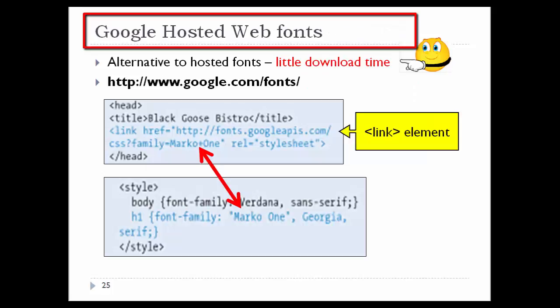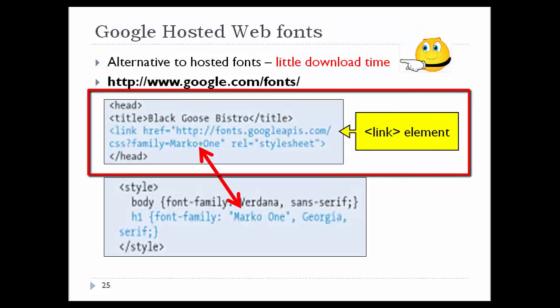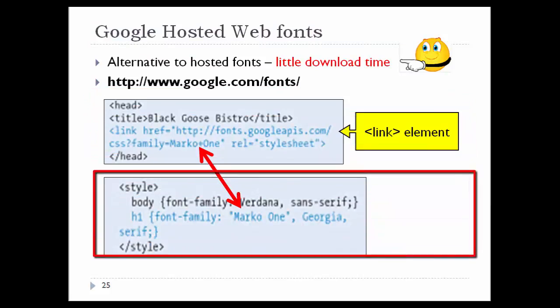A more productive way to go would be to use Google hosted web fonts because they're already hosted on the internet, they're already cached, and many people use them. So there is a little bit of download time, but not as much. And this is how it would work. You would refer to the Google font in the link element and refer to it in the font family, the name of that font, like you would any font family property.